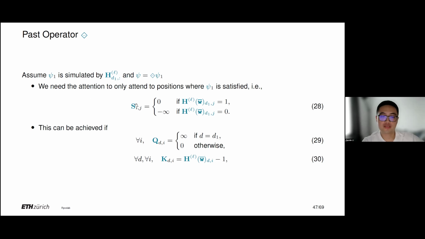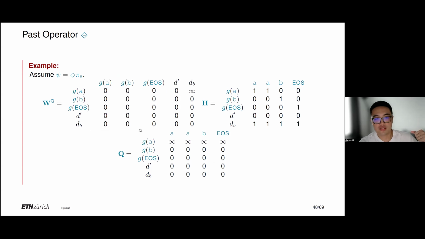So this means we need the score function, the score matrices, to be negative infinity. Sorry. Is there a question? Yeah, we require the score to be negative infinity if the D1 is 0. So this means you only attend to the positions that we care about.